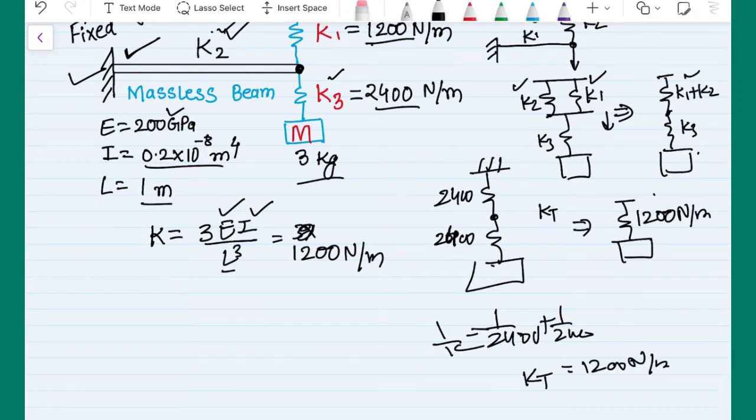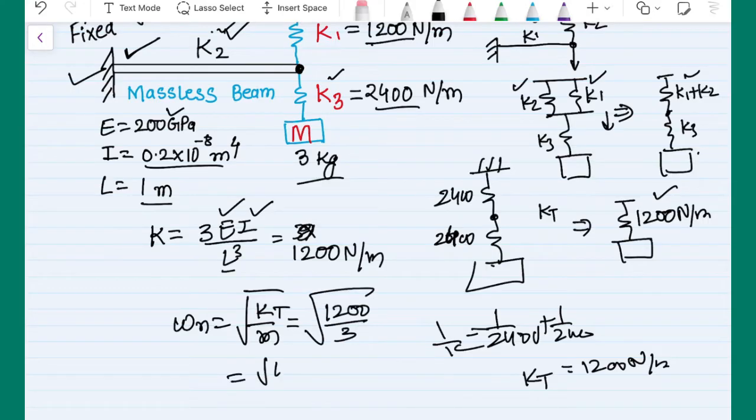After finding the final stiffness, we can calculate the natural frequency, that is nothing but square root of K by M. K is the total K, and it is just square root of 1200 by 3. So I will get the square root of 400, that is 20 radians per second. Please remember, this is the natural frequency but in radians per second.